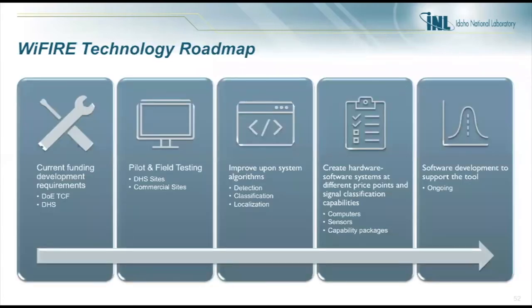Our roadmap to the future is as follows. Current funding is DHS and DOE TCF. We plan on applying for DOE TCF Topic 2 funding with a commercial partner. There will be pilot and field testing this year and next. We will be continuing to improve on our detection, classification, and localization algorithms. We are working at creating WiFIRE hardware and software configurations at different price points and capabilities. This includes computers, sensors, and general capabilities.